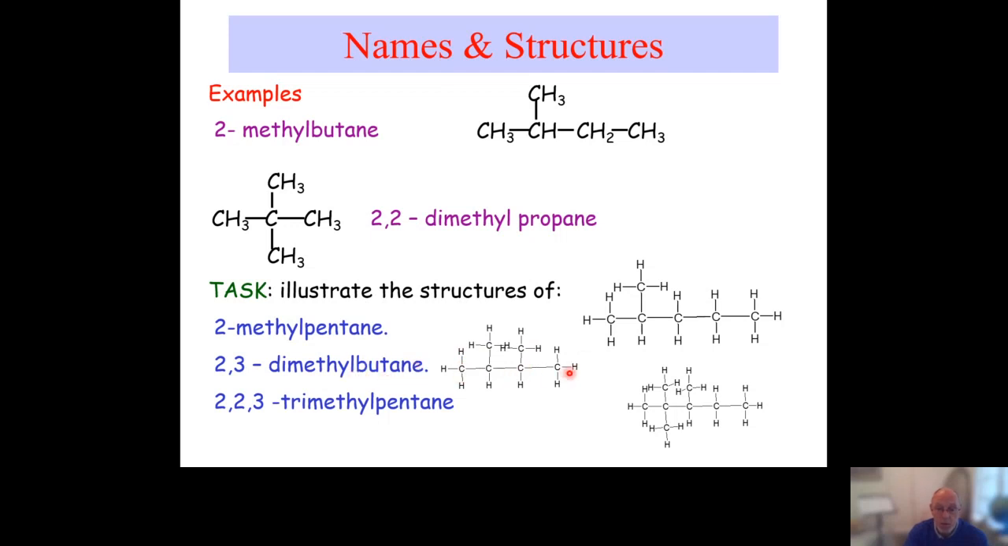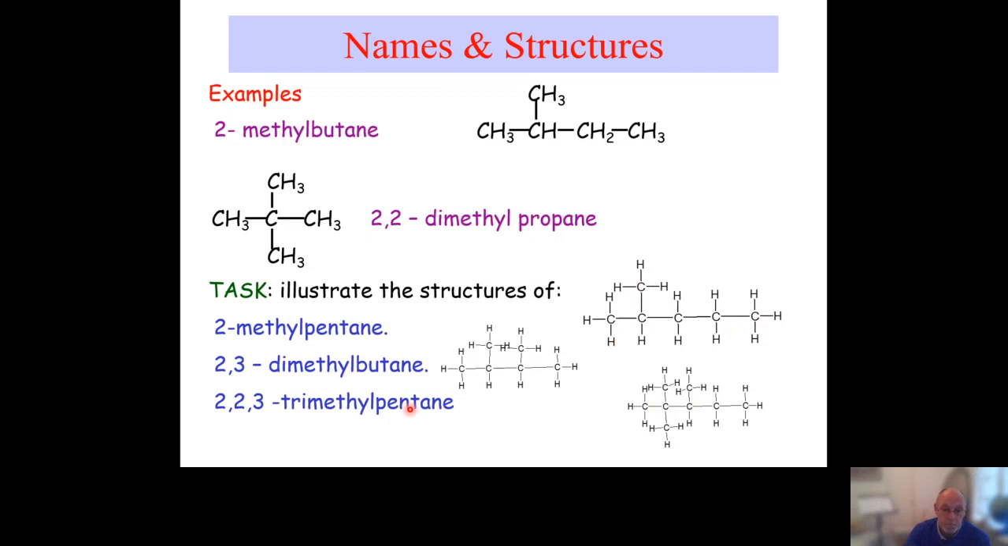1, 2, 3, 4. And 2 and 3 refers to the positions of the 2 branches, and the yl tells you that they're branches. The meth tells you that each branch has only got 1 carbon in it. So it's 2,3-dimethylbutane. I didn't work through this one's name, but it's just pentane with a methyl group on the 2nd.